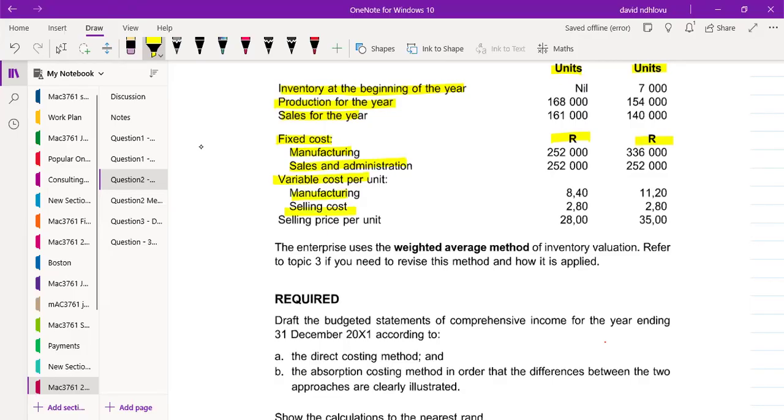So here they have already combined the direct material, the direct labor, and the variable manufacturing cost. So when they give you a figure and say manufacturing variable cost, it already combines the direct material, the direct labor, and the variable manufacturing overhead cost. And then we have the sales price per unit, which is given. Then the enterprise uses the weighted average method of inventory valuation. Refer to topic 3 if you need to revise the method.